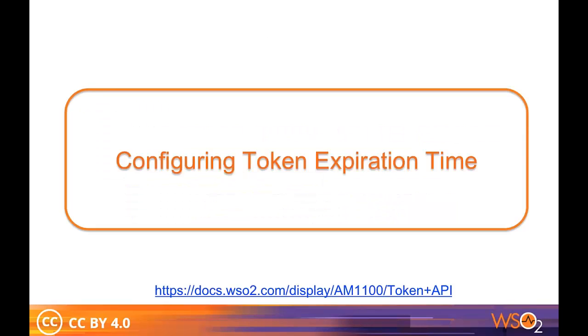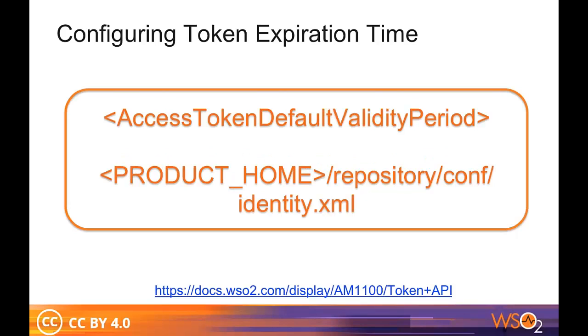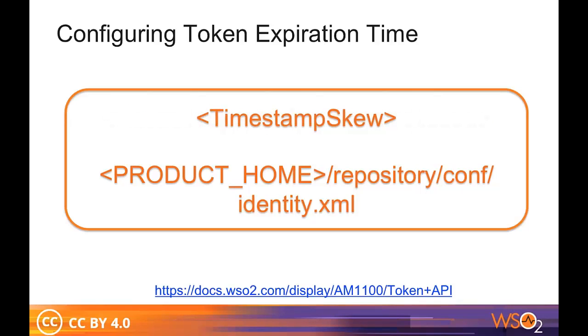User access tokens have a fixed expiration time, which is set to 60 minutes by default. Before deploying the API Manager to users, extend the default expiration time by editing the Access Token Default Validity Period element in <PRODUCT_HOME>/repository/conf/identity/identity.xml. Also, take the timestamp skew into account when configuring the expiration time. The timestamp skew is used to manage small time gaps in the system clocks of different servers.